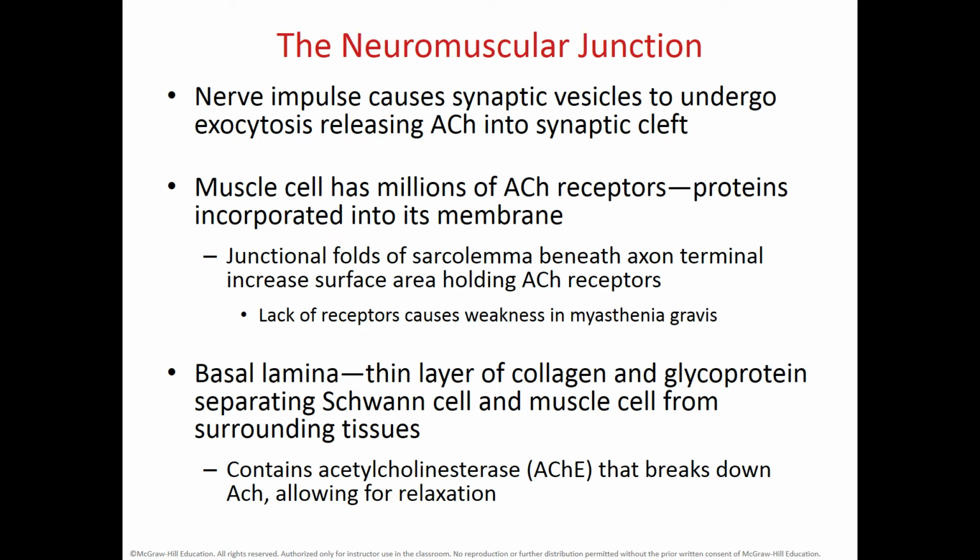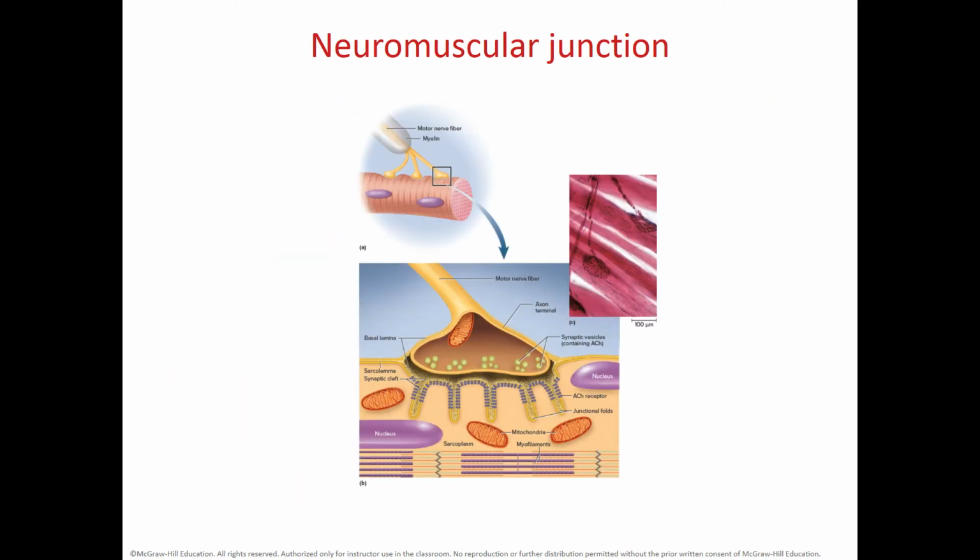Within the synaptic cleft, we have an enzyme called acetylcholinesterase, or AChE, that breaks down the excess acetylcholine released by the synaptic terminal. Removing this excess also allows the muscle to relax, so that you don't have an overstimulation of the muscle fiber. So these are the components of the neuromuscular junction.